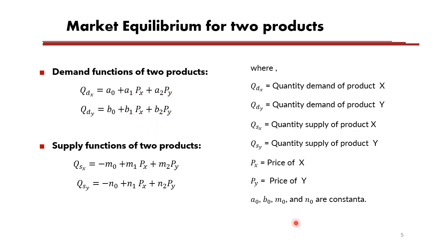Here you can see the description for every symbol. Next is the supply function of two products, Qsx and Qsy. You can see here they are also influenced by the price of x and the price of y. A0, B0, M0, N0 are all constants. A1, A2, B1, B2, M1, M2, N1 and N2 are the coefficients for each price in each equation.